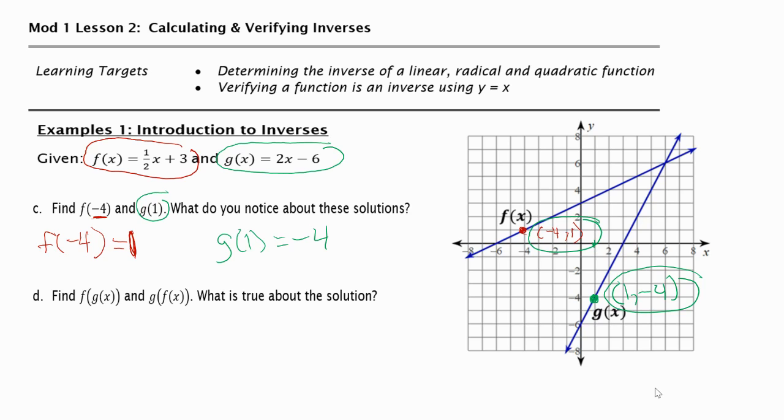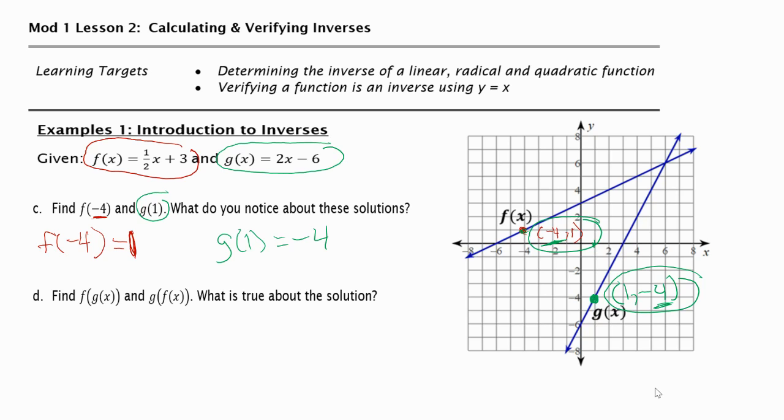It's not a coincidence that the x and y values are actually reversed, right? The -4 is the x value in f of x, and it's the y value here. That's not really a coincidence. With inverses, we're really just undoing operations, and we're going to see this idea of reversing or flipping x and y.